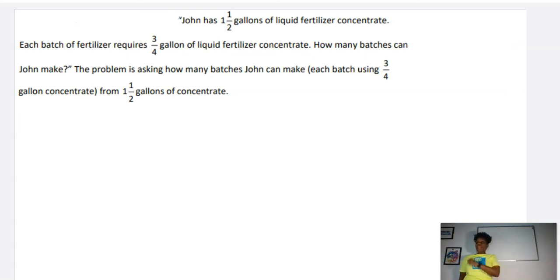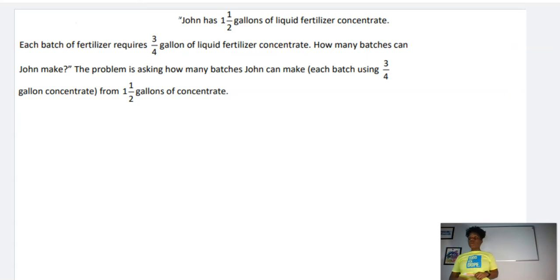All right, here we have this question, and it says, John has 1 1/2 gallons of liquid fertilizer concentrate. Each batch of fertilizer requires 3/4 a gallon of liquid fertilizer concentrate. How many batches can John make? The problem is asking how many batches John can make. Each batch is using 3/4 a gallon of concentrate from 1 1/2 gallons of concentrate, all right?